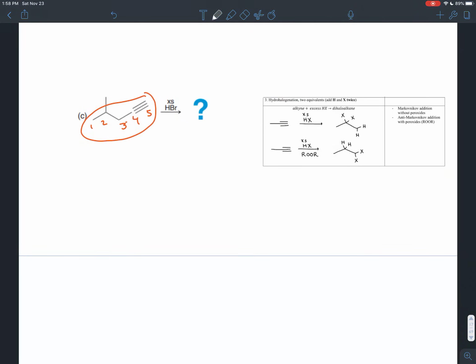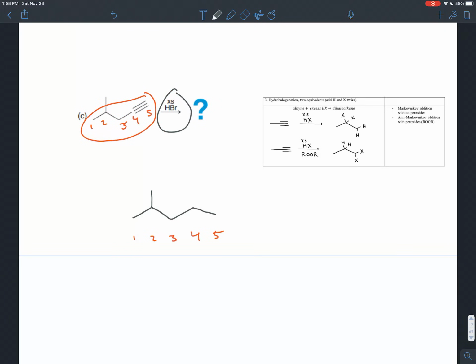So here, if I redraw 5 carbons, 1, 2, 3, 4, 5, and I number them, then I know where to put this methyl group. It goes on carbon number 2. And I know where to put the hydrogen and the bromine. They're going to be between carbons 3 and 4. Now, where does the bromine go? Where does the hydrogen go?